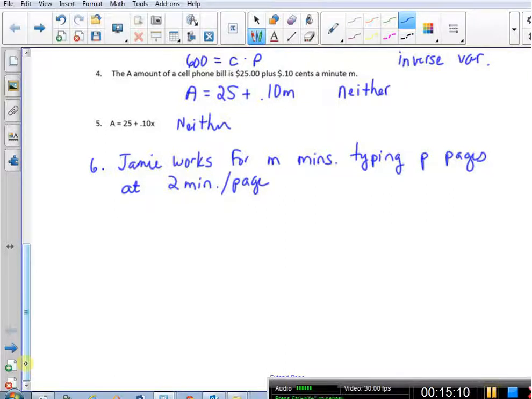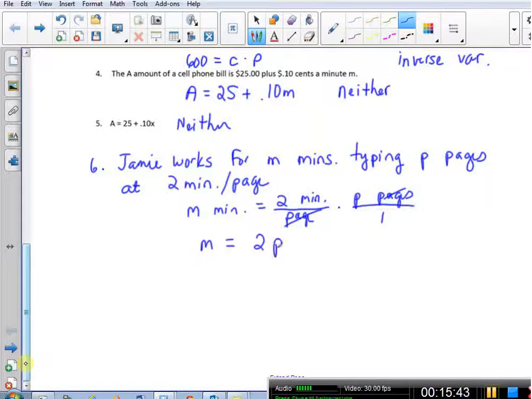So what is that? If we look up above, I did hours, and this time I just changed it to M. So I'm saying M minutes equals, now my rate is the thing that's constant, so I'm doing 2 minutes per page times P pages. And again, notice how the pages cancel. And I'm left with M minutes equals 2 minutes. So I want those units to be the same. So M equals 2P. So in this instance, as P increases, so would M, and vice versa. So this is direct variation.